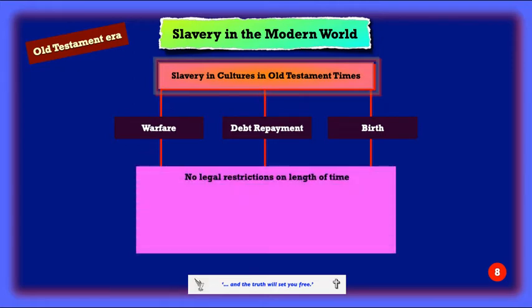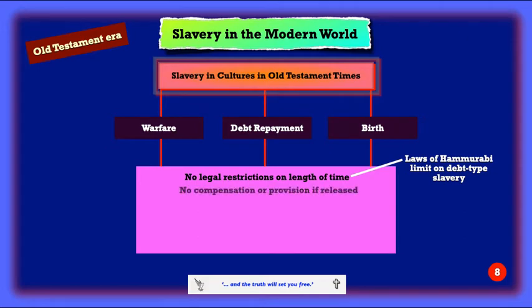There were no legal restrictions in the law codes of the cultures in Old Testament eras on how long a slave could serve. Very often they just died in slavery, and they rarely lived to old age. However, the laws of Hammurabi do limit debt-type slavery. It's not to go on forever. But most of the cultures of the time had no limits. And if you were released, no compensation or provision.